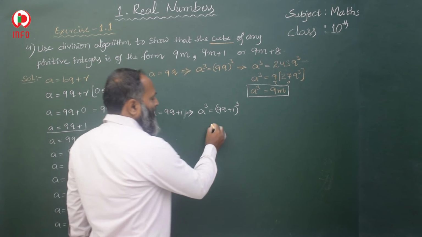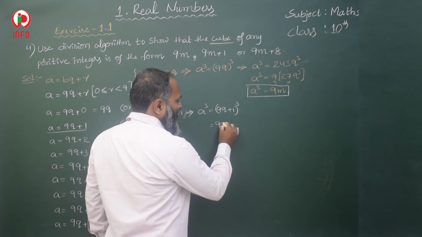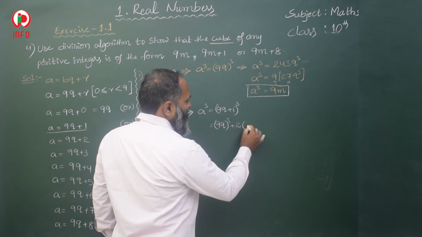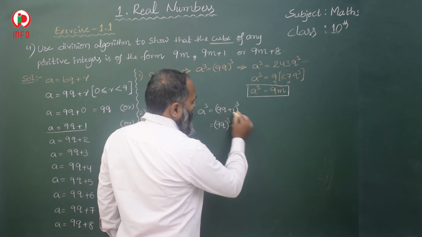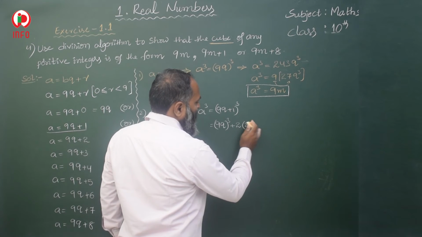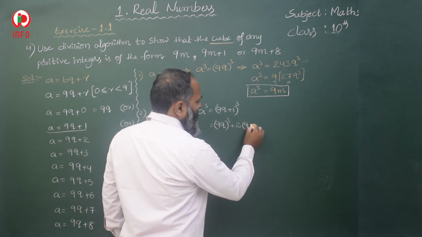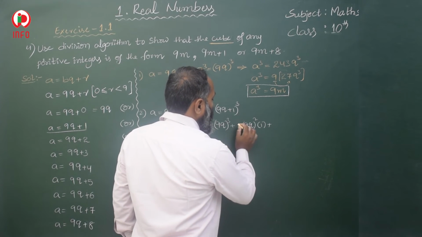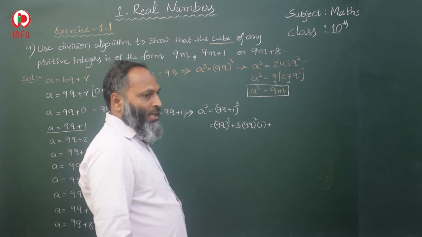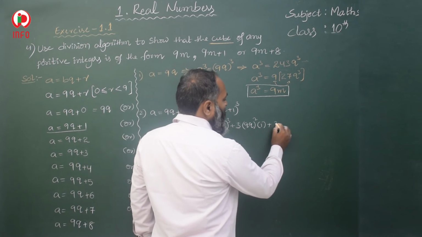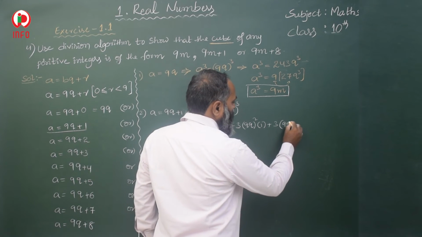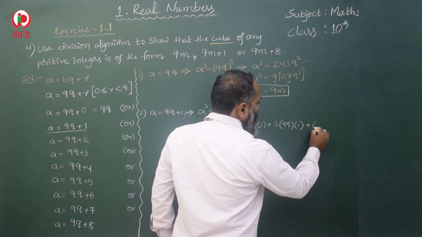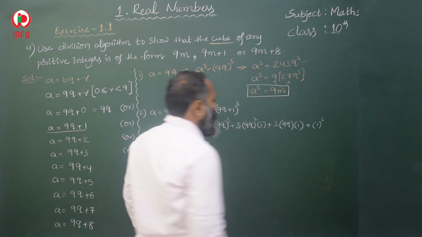The formula for a plus b whole cube: a cube plus 3a square b plus 3ab square plus b cube. Here a means 9q, and b means 1.